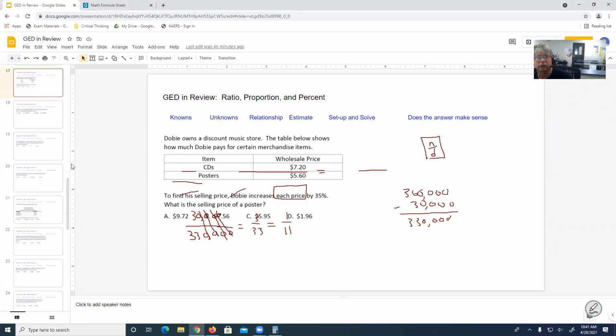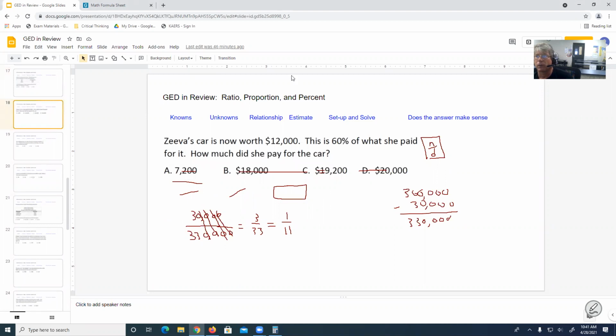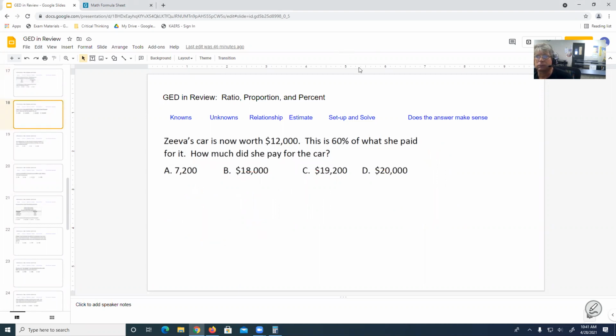So let's see if we can move on to the next question. So this one, just glancing at it, I see a percent. Ziva's car is now worth $12,000. This is 60% of what she paid for it. How much did she pay for the car?